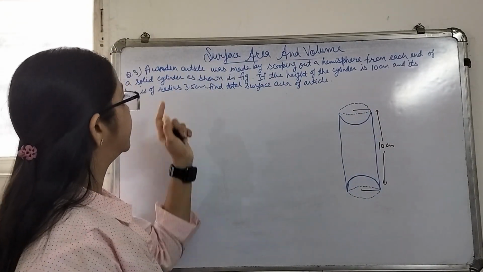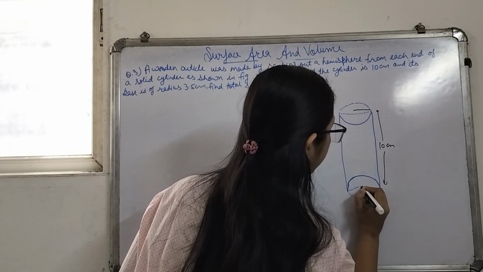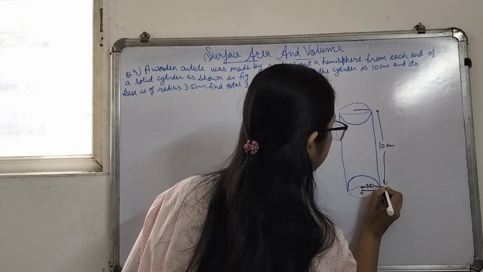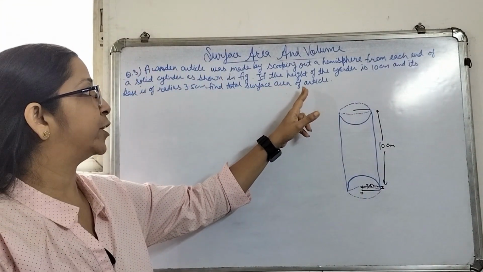And the base radius is 3.5 centimeter. The base radius is given to us as 3.5 centimeter. Now find the total surface area of the article.